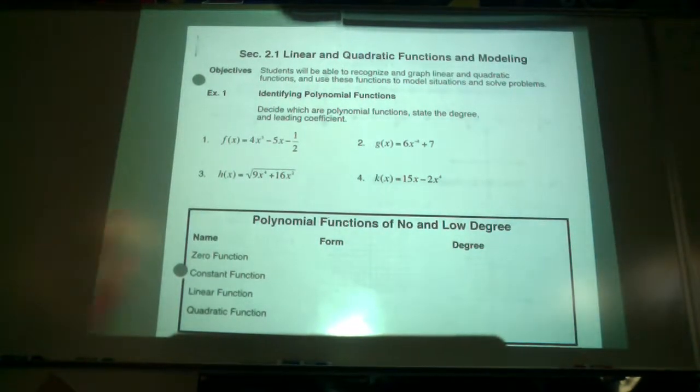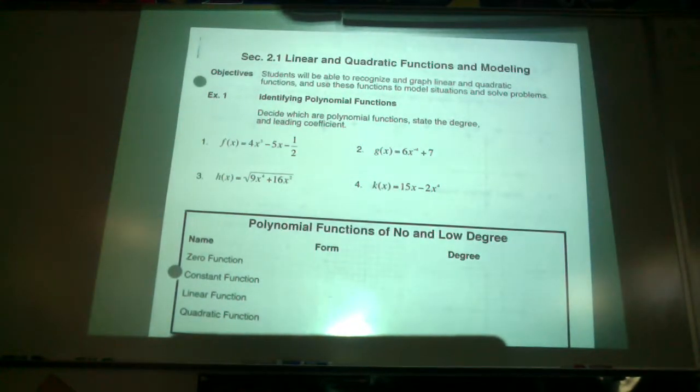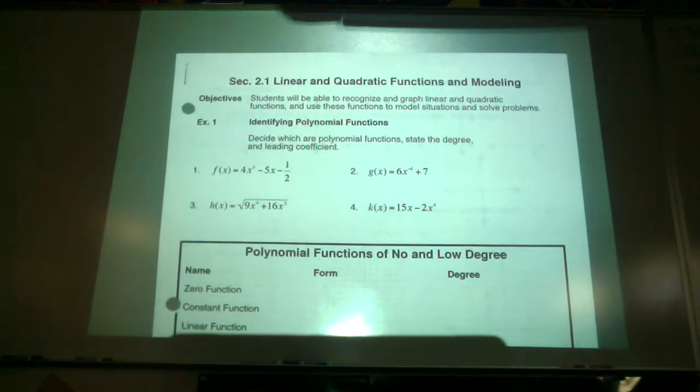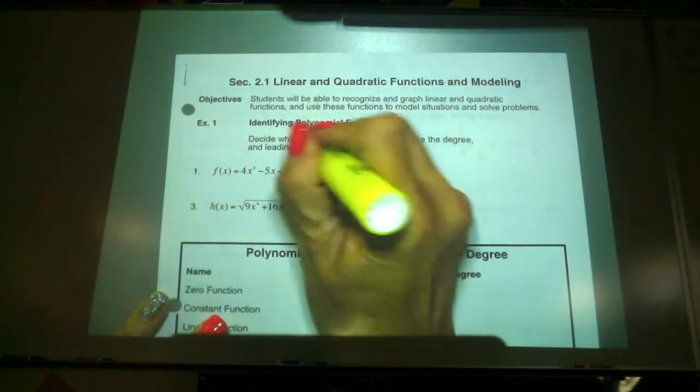All right, so chapter 2 has a lot of review from chapter P and chapter 1 in it. So the nice thing is you're going to take a lot of things that you already know, we're going to talk about it again, and then expand on those concepts also. So the first thing we're going to look at here would be to identify a polynomial function.